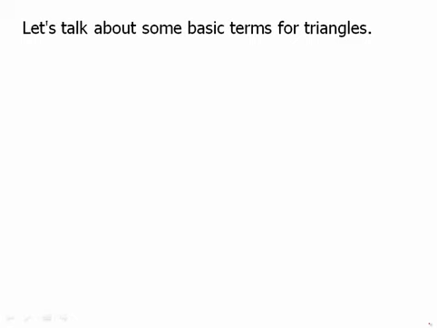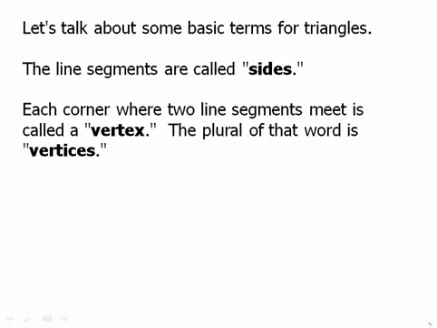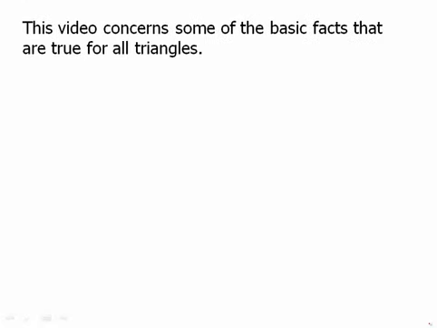Let's talk about some basic terms for triangles. The line segments are called sides, obviously. Each corner where the two line segments meet, where there's an angle, we call that a vertex. And the plural of that word is vertices. So a triangle has three vertices. In fact, every triangle has exactly three sides and exactly three vertices.